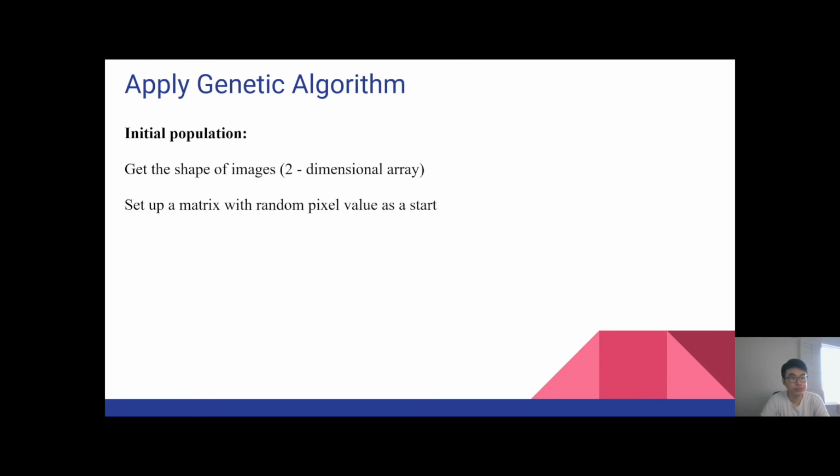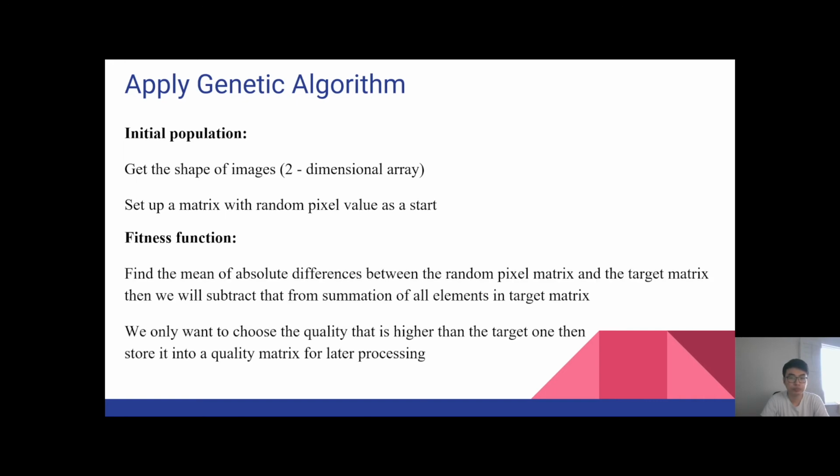So, initialize population. First of all, you need to get the shape of the image into a two-dimensional array, or maybe a one-dimensional array. Then you set up a matrix with random pixels as a start. After that, you apply the fitness function. For this fitness function, you need to find the mean of absolute differences between the random pixel matrix and the target matrix. Then we subtract that from the summation of all elements in the target matrix. We only want to choose the quality that's higher than the target, then store it into a matrix called the quality matrix for later processing.